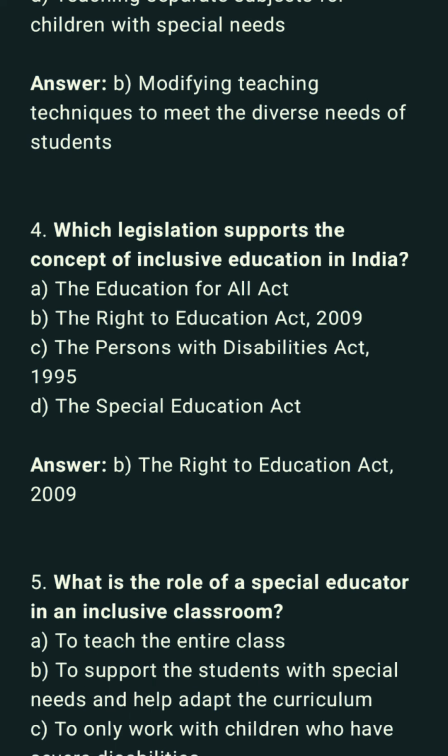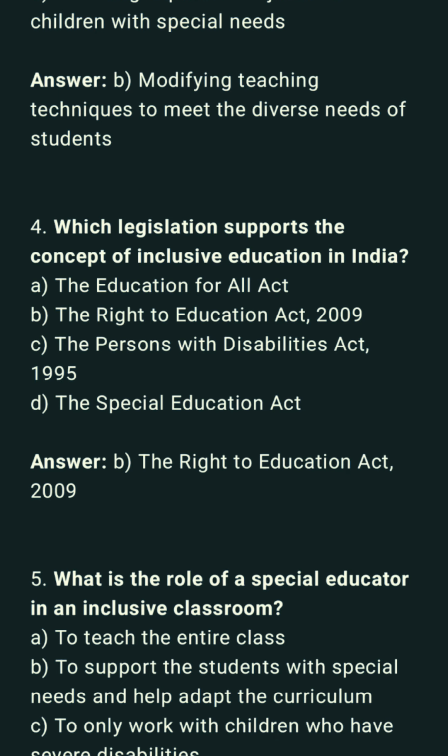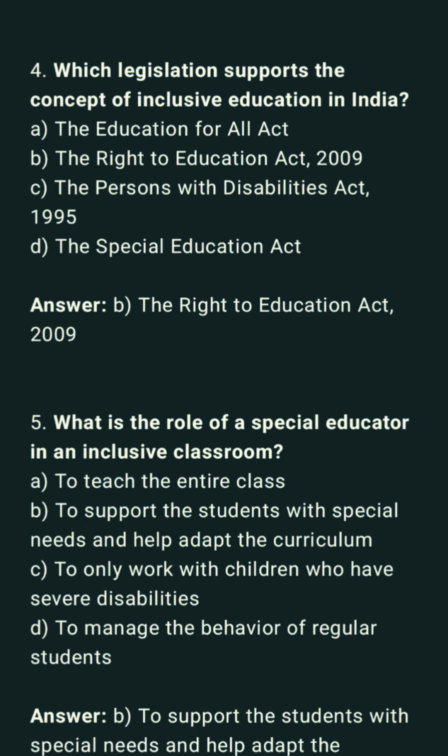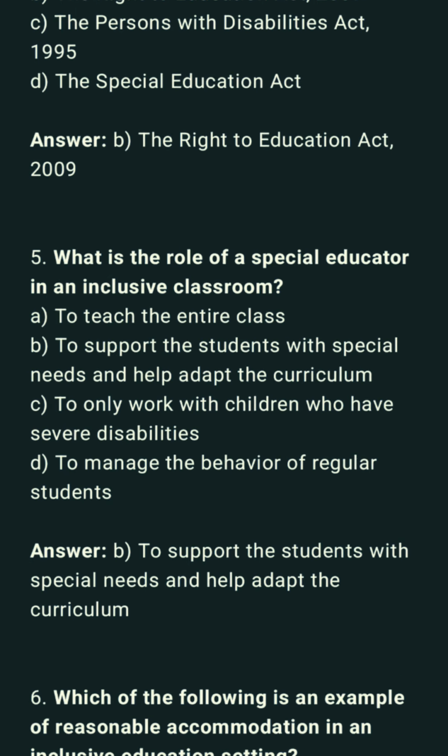Number 5, what is the role of a special educator in an inclusive classroom? The answer is number B. To support the student with special needs and help adapt the curriculum.